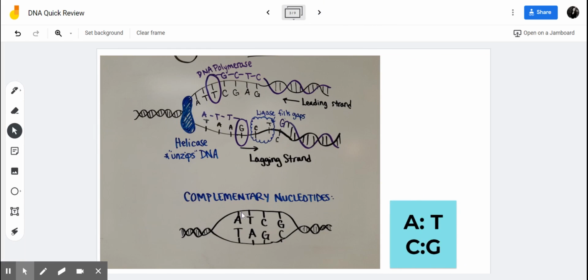So when you're doing that, the complementary nucleotides in DNA are A and T will always be across from each other, TA, CG, and GC. So A and T are always partners, C and G are always partners, and a good way to remember that is that C and G, the letters look alike, so they're going to be close to each other.